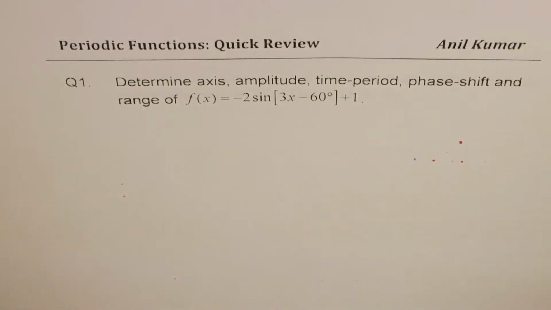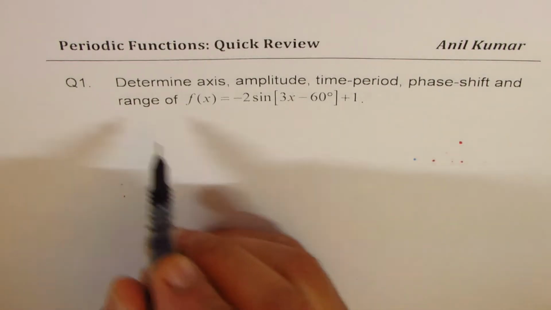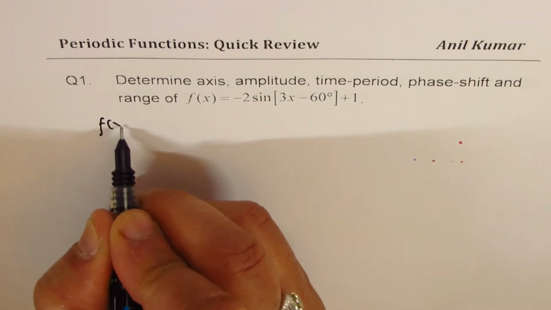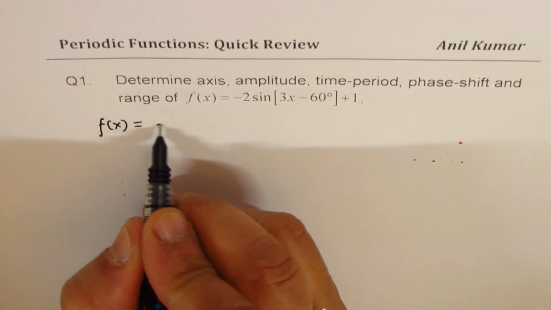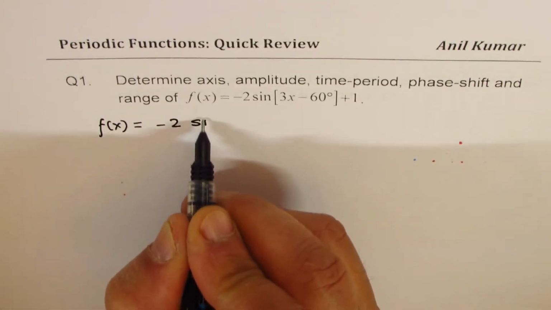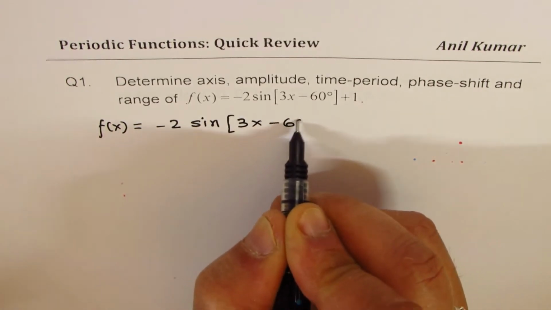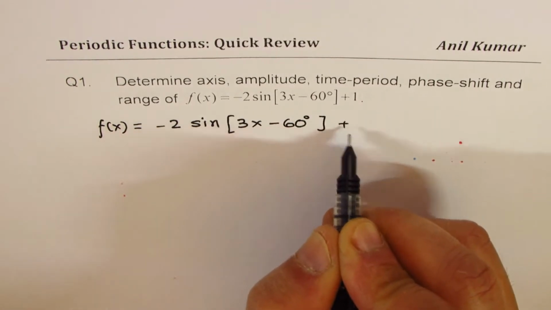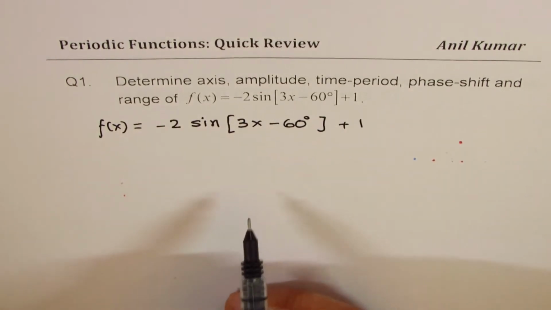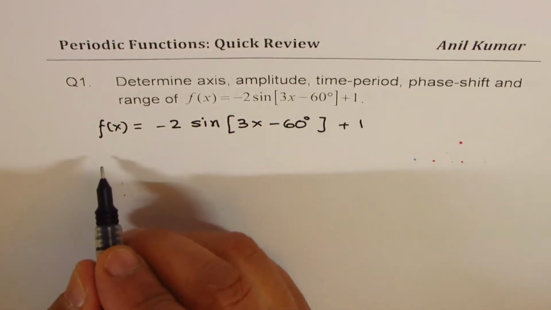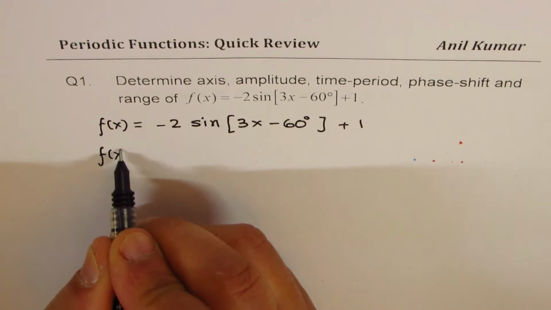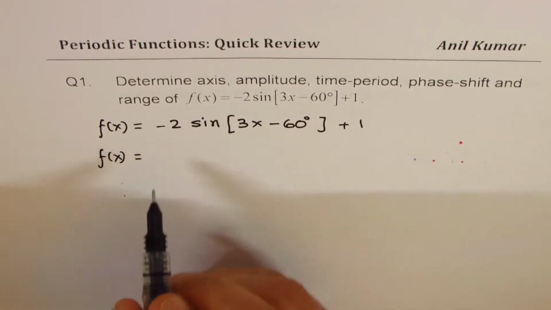Question number 1. Determine axis, amplitude, time period, phase shift, and range of f of x equals minus 2 sine (3x minus 60 degrees) plus 1. Seems to be simple and straightforward. However, some of the students may make a mistake. Let me show you that.